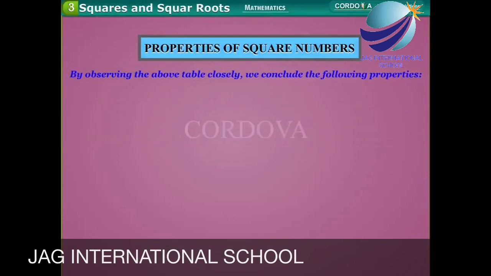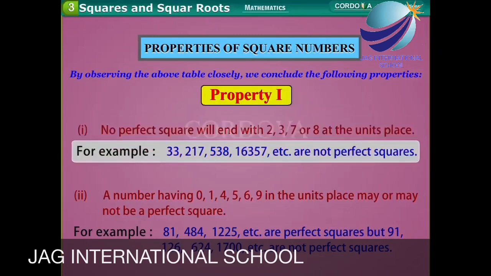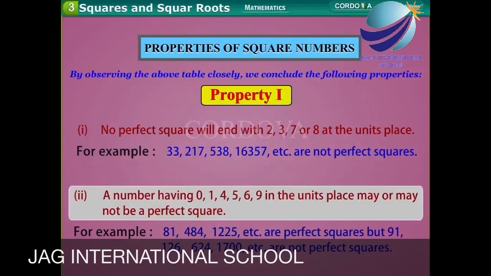By observing the above table closely, we conclude the following properties. Property 1. No perfect square will end with 2, 3, 7 or 8 at the units place. For example, 33, 217, 538, 1607, 357, etc. are not perfect squares. A number having 0, 1, 4, 5, 6, 9 in the units place may or may not be a perfect square.